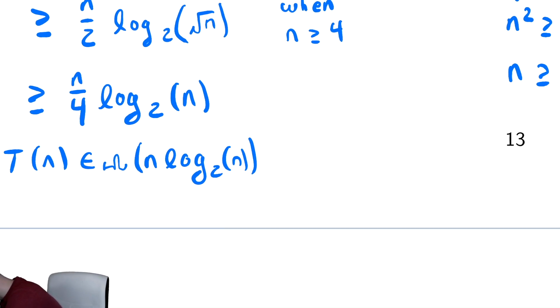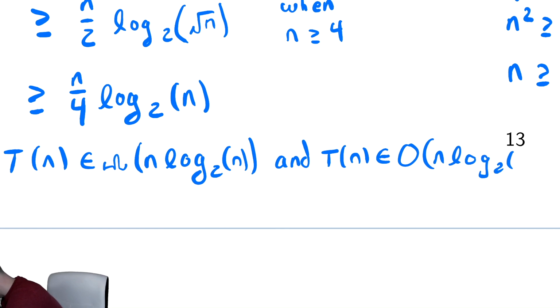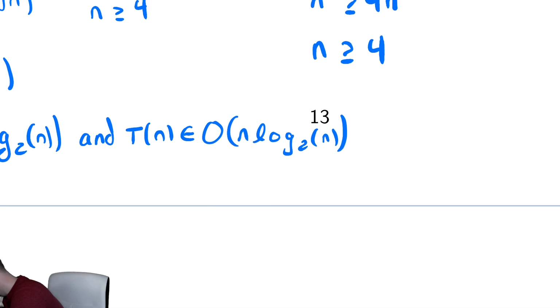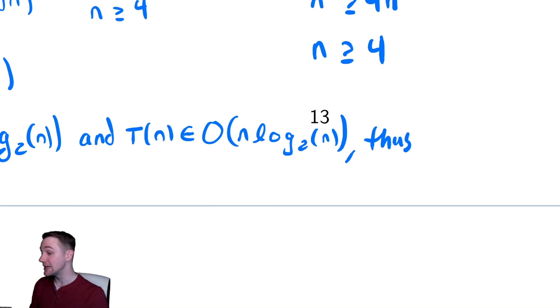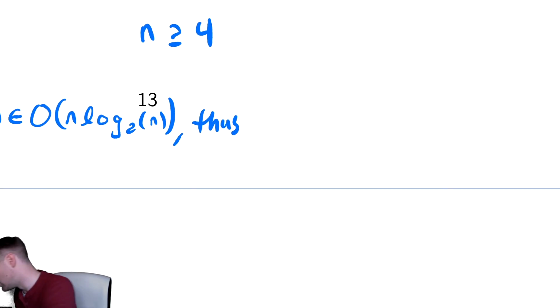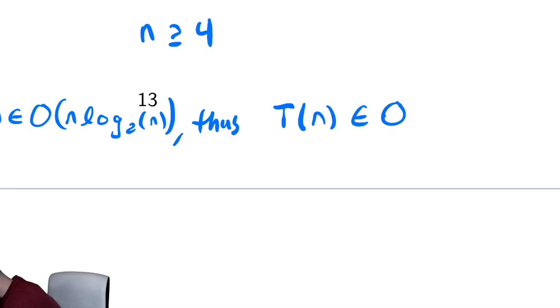and O of the same n log base 2 of n. Ignore the page number I have to write by there. Thus, if it's an O and omega of the same thing, it must be in theta of that said thing. So thus, t of n is in theta of n log base 2 of n.